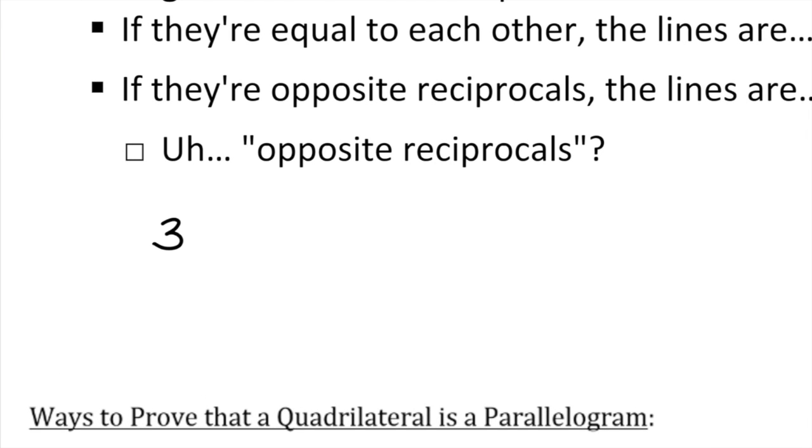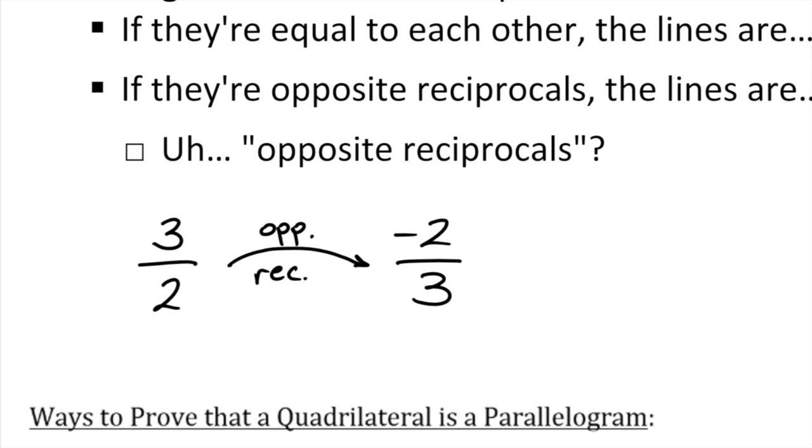Opposite reciprocals is just what we're talking about. Say we were just talking about 3 over 2 as a slope. The opposite reciprocal of 3 over 2 would be negative 2/3. Reciprocal just means that we're basically flipping the fraction. So if this was 7 over 2, the opposite reciprocal would be negative 2 over 7. The fraction is getting flipped, and then the opposite part is changing the sign. So this was a positive 7 over 2. All of a sudden, we flipped it, changed it to a negative, so it's negative 2 over 7.